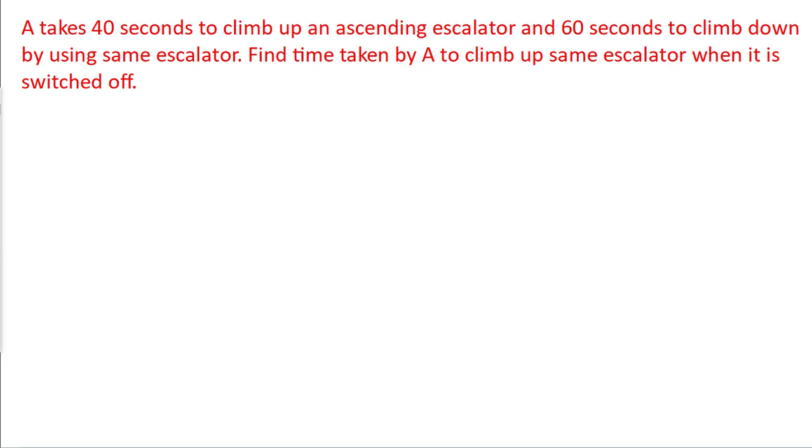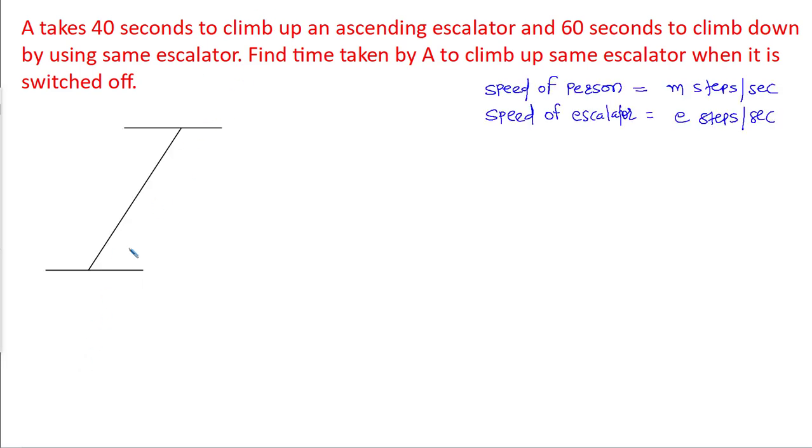Let's say this is an escalator. The speed of the person is m steps per second and the speed of the escalator is e steps per second. It is an ascending escalator, so let's say the escalator is moving from floor x to floor y. In the first case A is supposed to climb up the escalator.